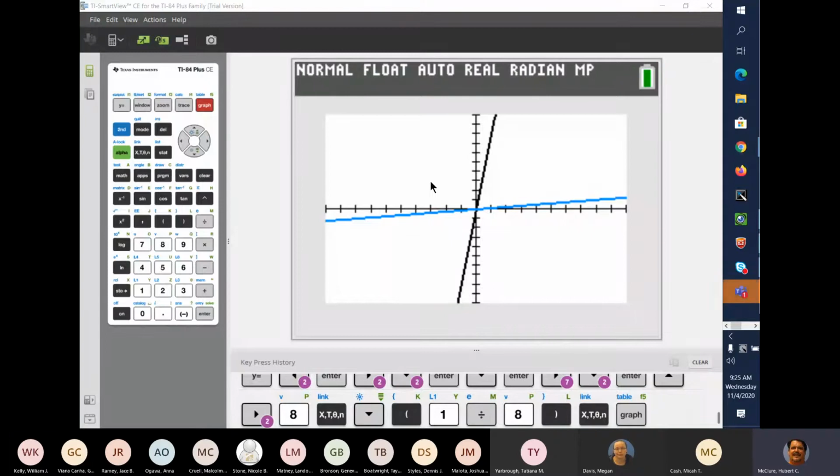Okay, so anyway, you see that this black function is going left to right, and this function is going the other way. Now, what happens with an inverse function? Well, I'm going to show you.